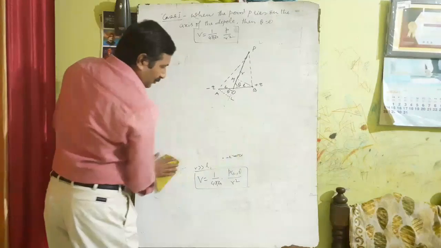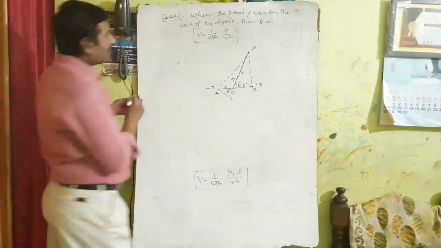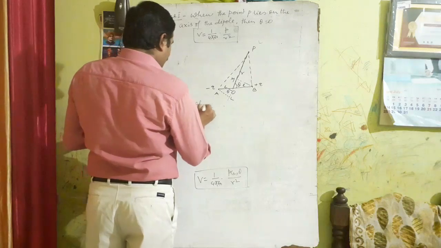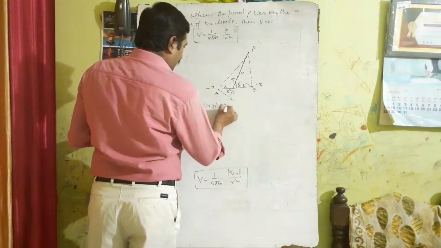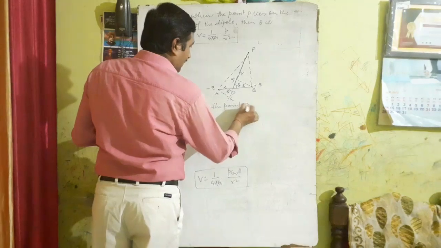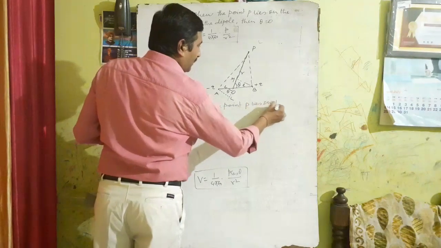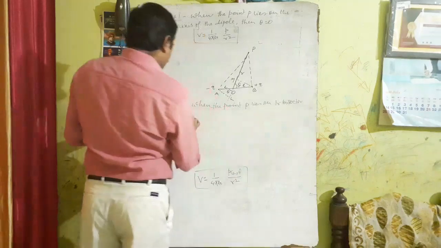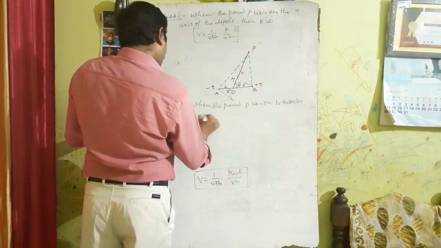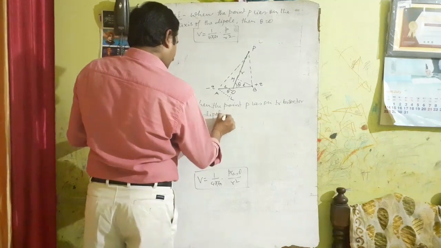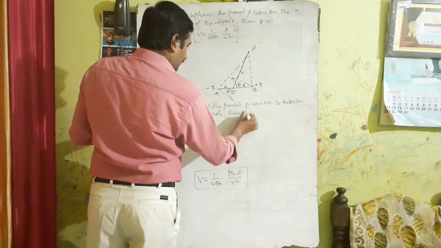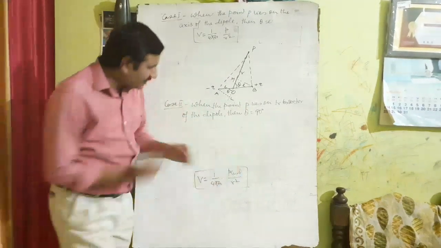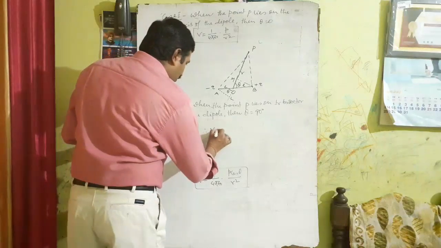Now, case 2, when the point P lies on the perpendicular bisector of the dipole, then theta is equal to 90 degrees, and when theta is 90 degrees, cos 90 degrees is 0, therefore V is equal to 0.